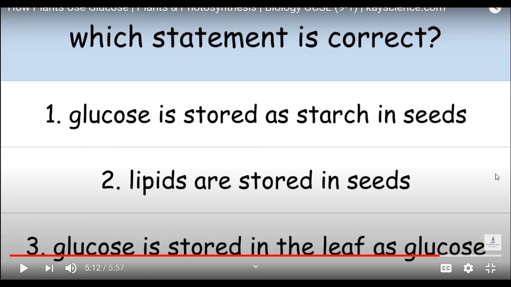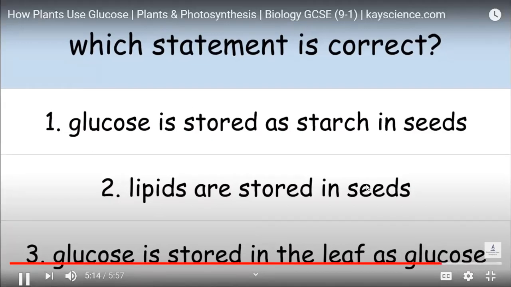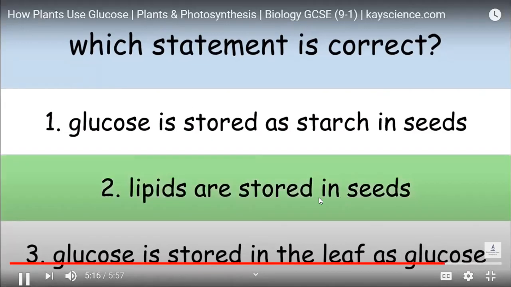Think again. We just discussed the pumpkin seeds and the sunflower seeds. What was it stored as? Was it starch or was it lipids? Yes, Badr, you're correct. It's the second option. Lipids are stored in seeds. Number two.